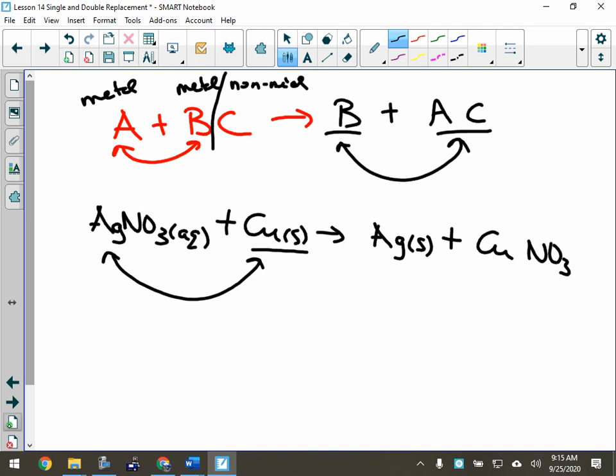So this is, I'm going to erase this right away, but that's a 2 plus and a 1 minus, yes? Okay. And so I'm going to do the old swap and drop for this compound here, copper 2 nitrate, and that'll be aqueous as well. All right, copper 2 nitrate. We're going to do one more here right away.